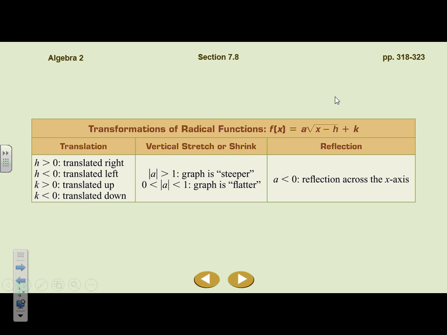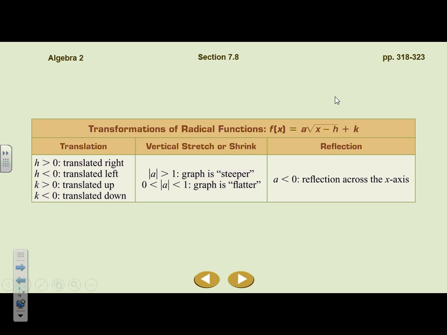All right. So here's when our h's are positive, it's going to go to the right. When our h's are negative, we're going to go to the left. We all know this. Okay, but inside, remember the sign is different than what h actually is, right? K, positive goes up, negative goes down. Now, stretch or shrink. This is the A that's outside multiplied to the radical.